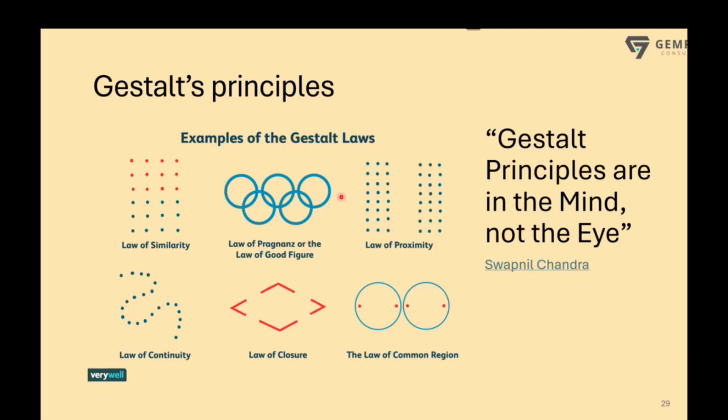This is an Olympic symbol. I don't care what color goes in first. To me, for the past 20 years, as long as I remember this icon, every 4 years, we will see this once. I don't care what color it is. I only know that it's 3 circles up, 2 circles below. Whether it overlaps or it doesn't, I don't really know. That's how I am explaining to you what is the meaning of law of pregnance or law of good figure.